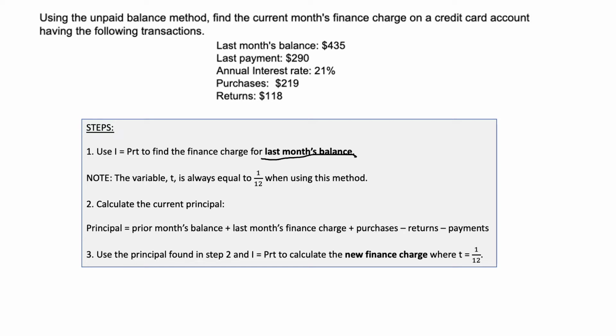I wanted to highlight last month's balance because when we use I equals PRT, the principal is going to be last month's balance. It's also important to note that T in this case is going to be 1/12 because we're calculating the month's finance charge and there is 1 month out of a year. That's because T always equals years, so we have to write 1/12 to represent 1 month out of the year.